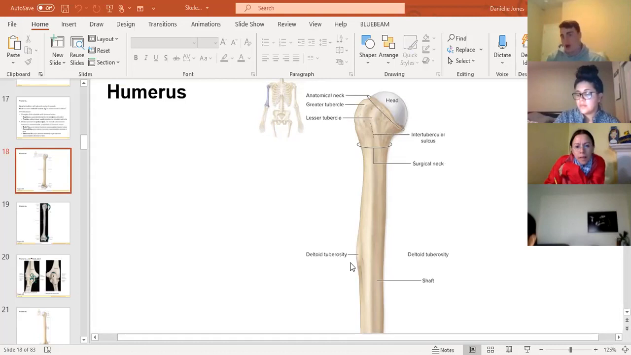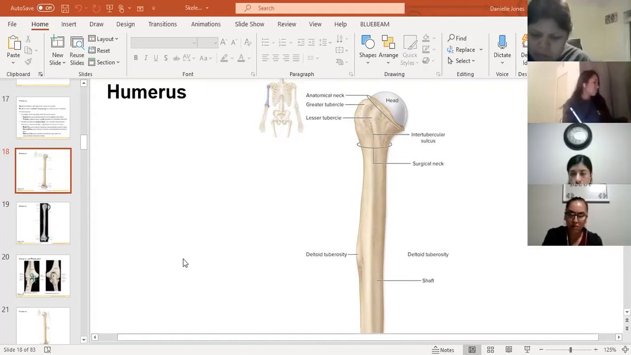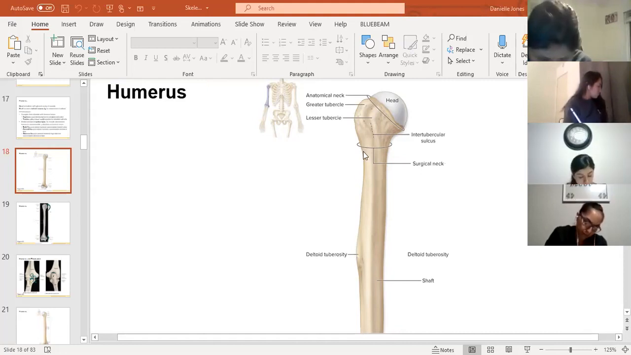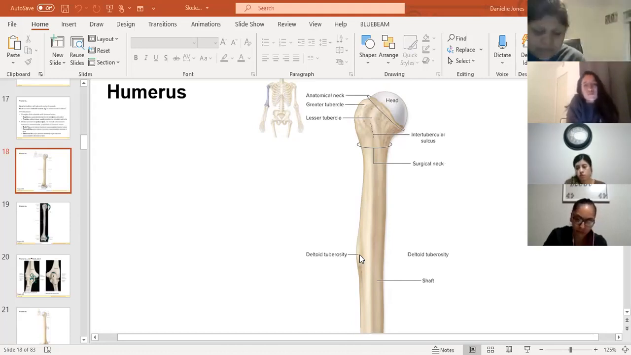Then we see this rough patch. What's a rough patch? Someone who hasn't answered yet. What's it called? Tuberosity. There we go, tuberosity. That's exactly what this is. It's the deltoid tuberosity. Notice again, it's on the lateral side, and that is because we have a muscle that starts right here and it wraps around and inserts right onto that deltoid tuberosity.